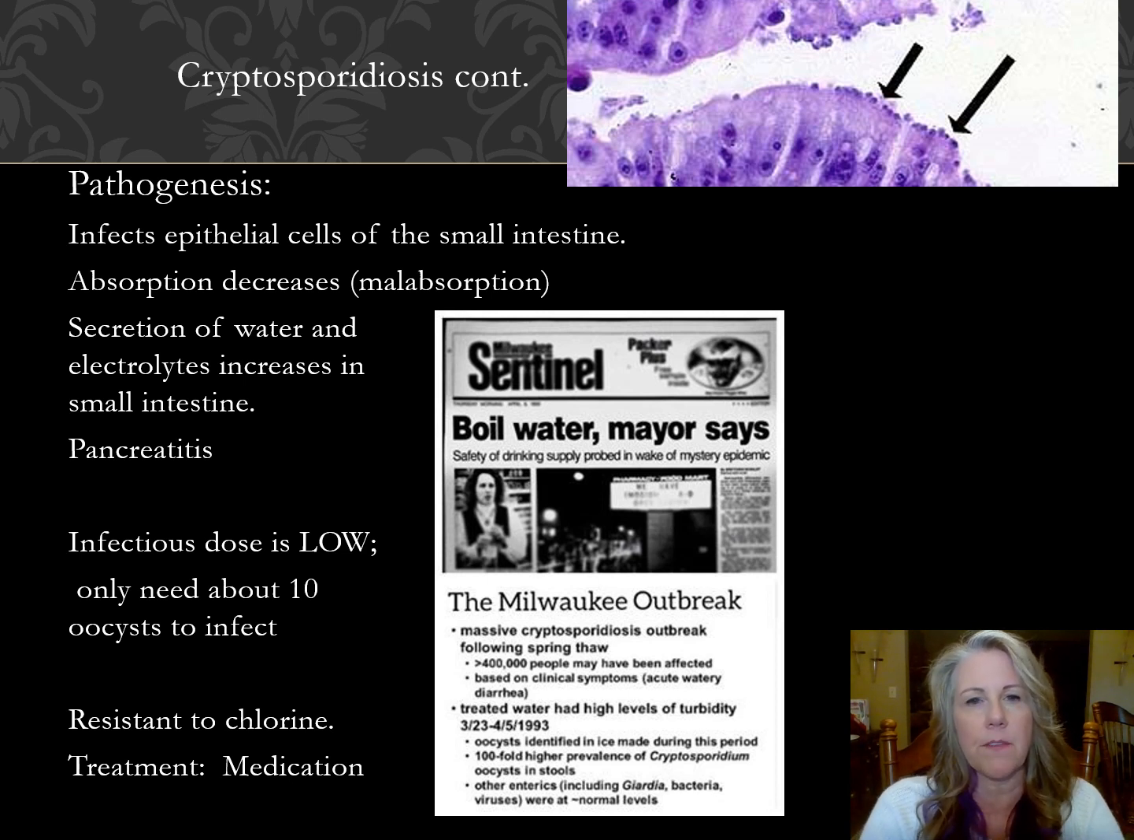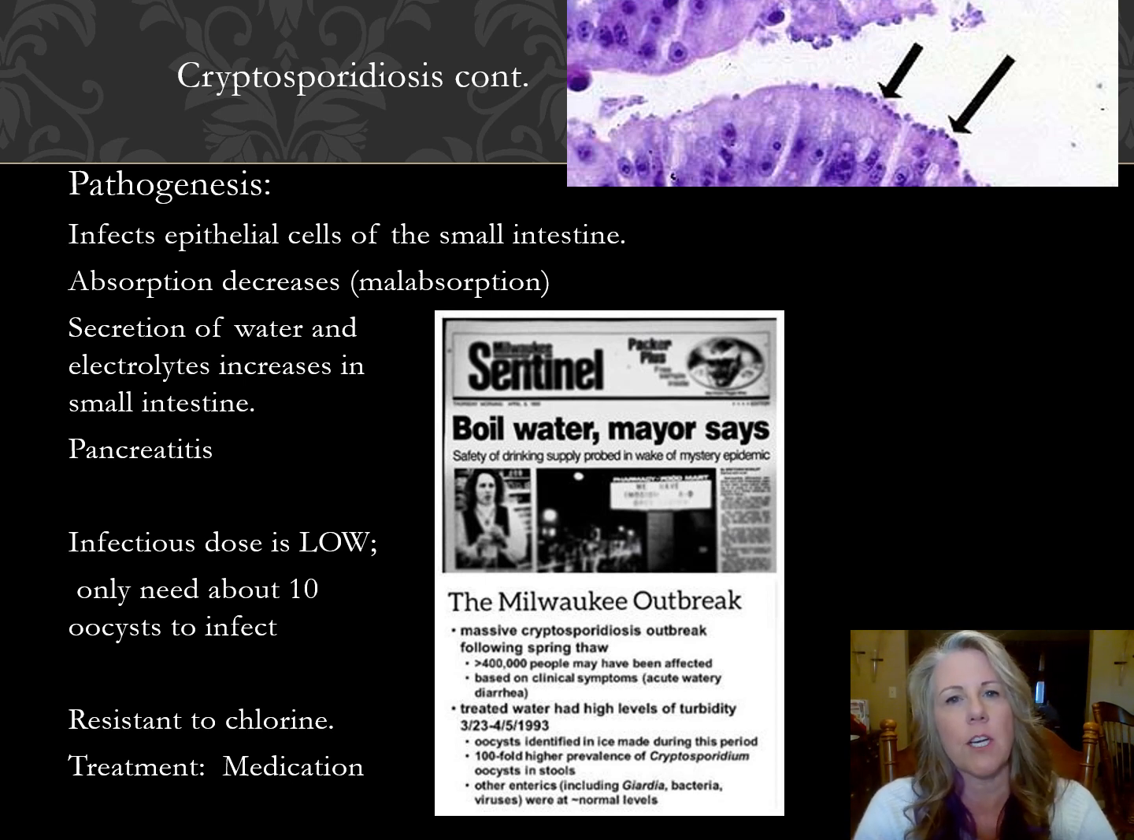Now, another bit of information about this organism: the infectious dose is very low. What does it mean by infectious dose? This means how many or how much of this pathogen needs to get inside of our body in order to result in an infection. For this particular protozoa, it's very low, and we only need about 10 oocysts, a stage of the life cycle, in order to infect humans. Only 10. That's not very much.